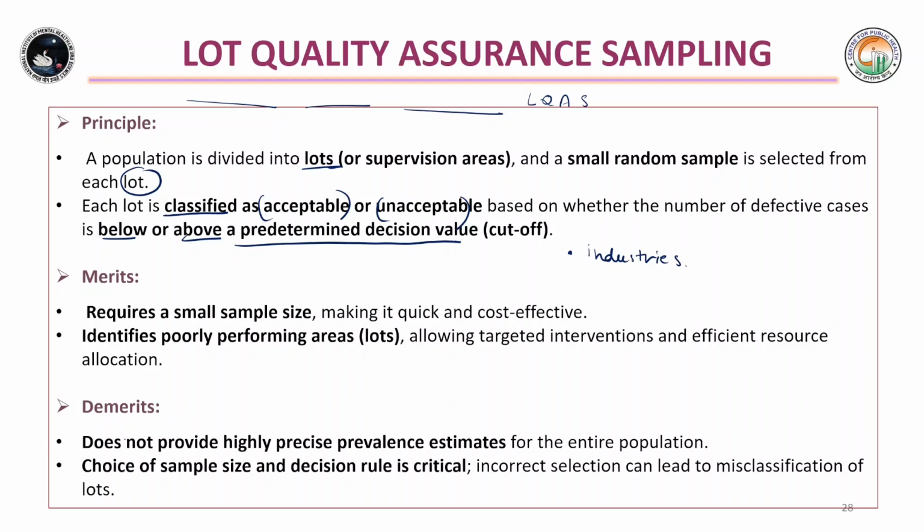The major advantage is that it requires a small sample size, making it quick as well as cost effective. It also identifies poorly performing areas, lots, so that targeted intervention and efficient resource allocation can be done. Remember one limitation here: LQAS is not designed to give exact prevalence estimates for the entire population. Its purpose is only to classify whether a lot is performing well or poorly.